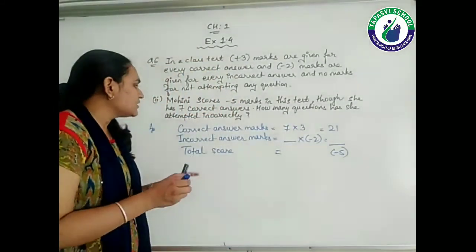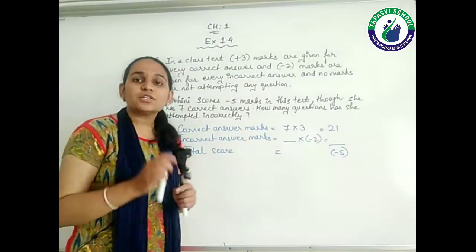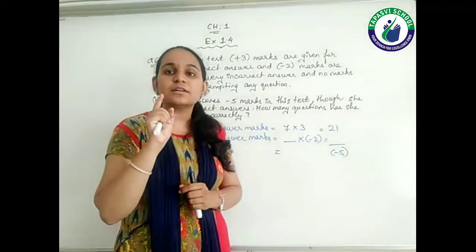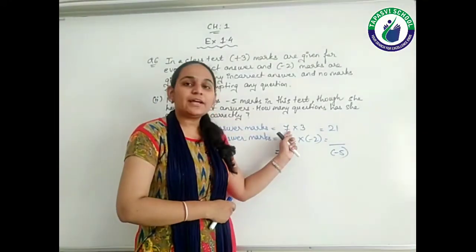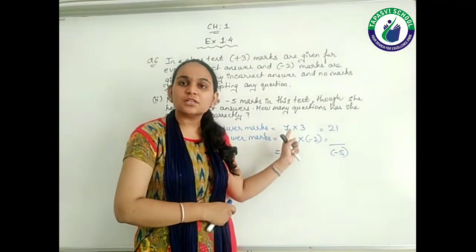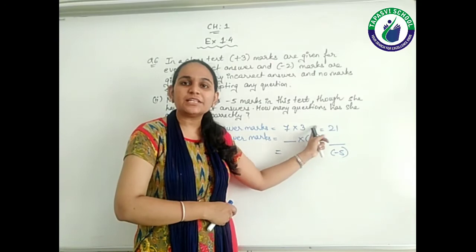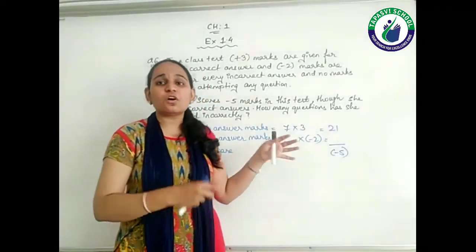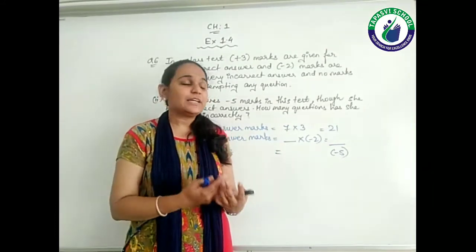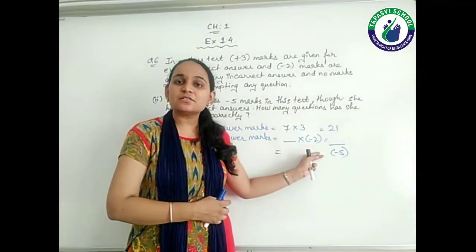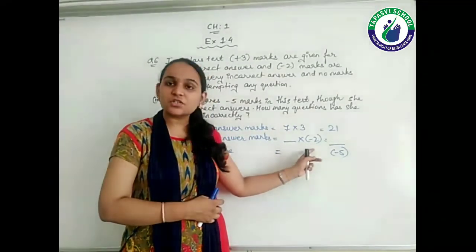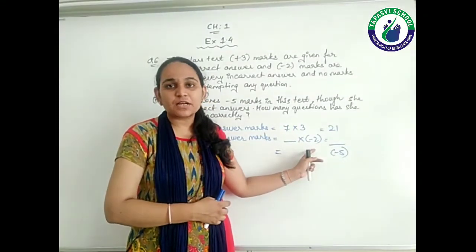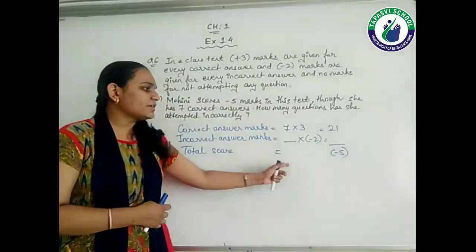Now let's see, correct answer marks. She has attempted 7 right. Every right question gives 3 marks, so 7 3s are 21. Now incorrect answer marks. We don't know how many she has attempted incorrectly, but for every incorrect question minus 2 marks will be cut. Now the total score is minus 5.